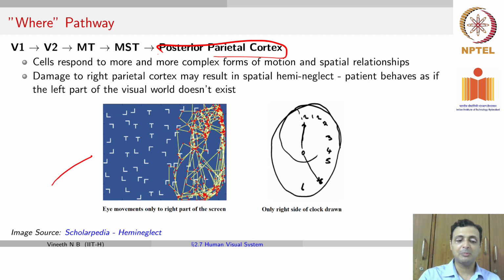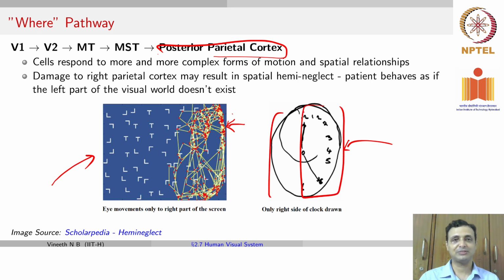There have been some experiments that have been conducted. These are eye movements that were tracked on the screen, and you can see that the patient is only focusing on the right part of the screen. Or in another case, where a patient is asked to draw a clock, the patient ends up drawing only the right side of the clock and does not draw the left side of the clock. These are ways in which this condition is diagnosed, and the condition is known as spatial hemi-neglect or hemispatial neglect.